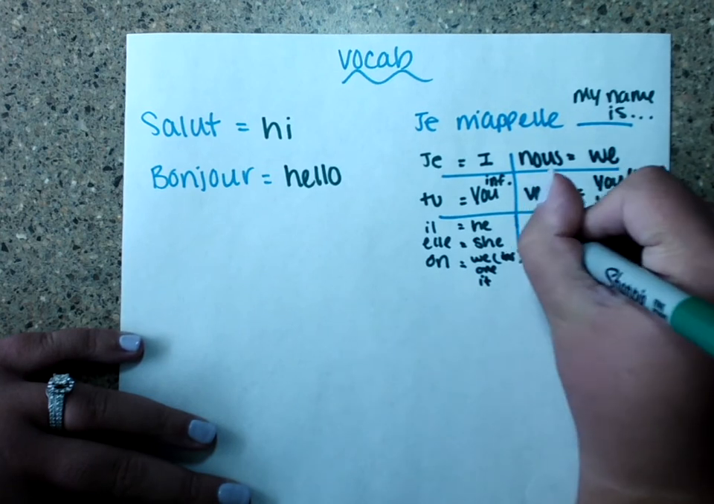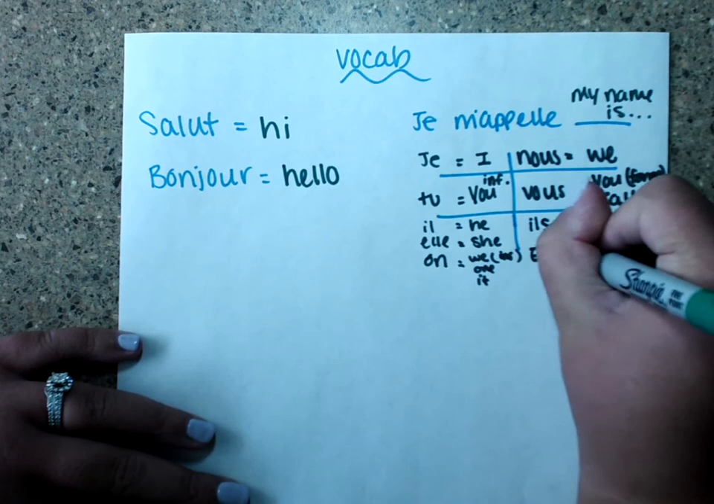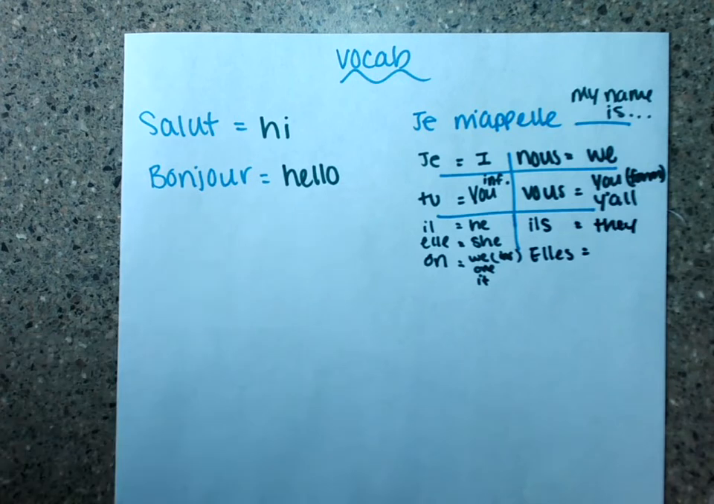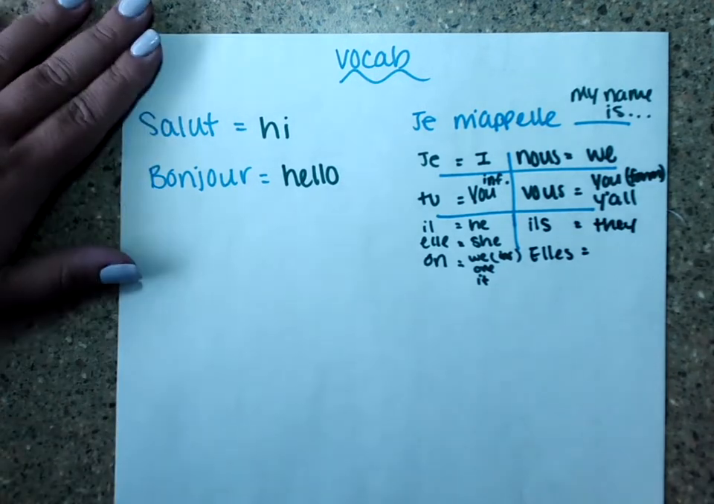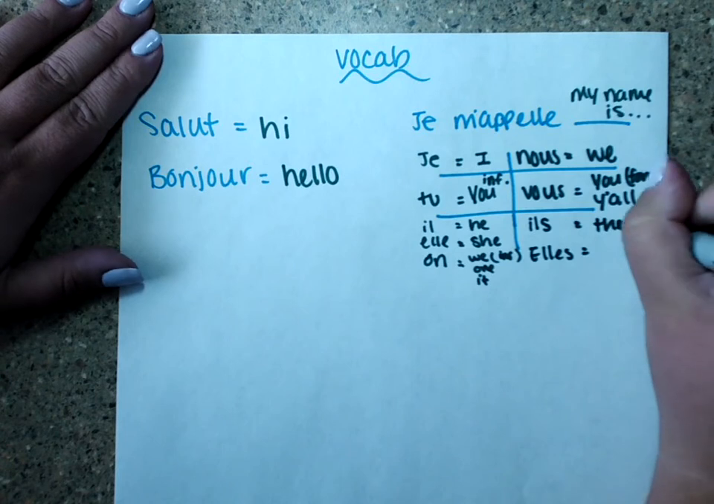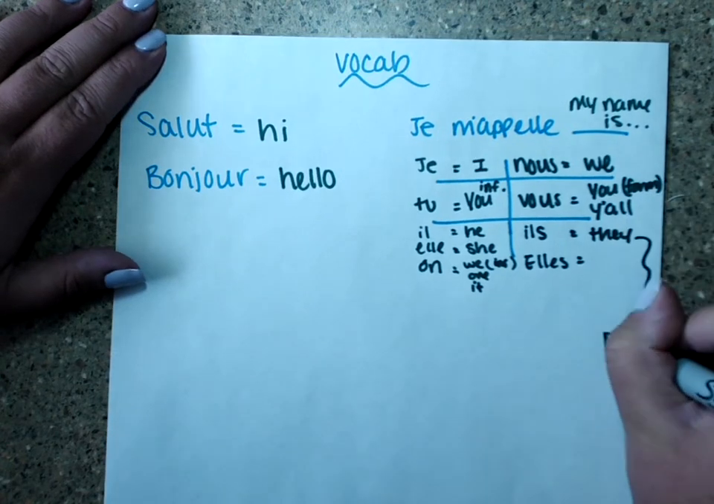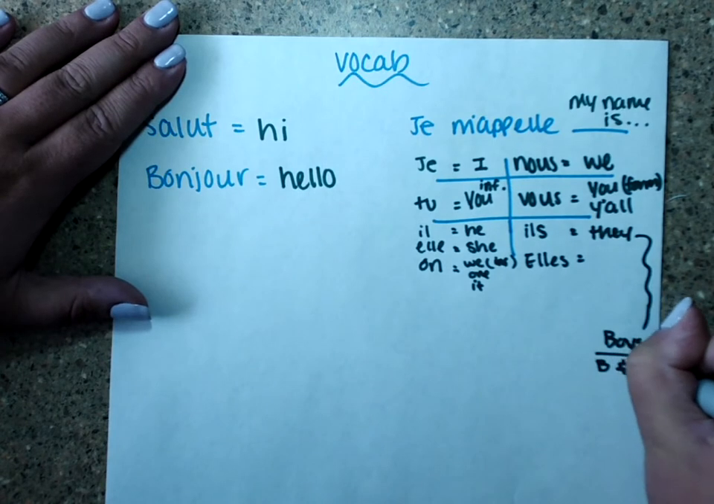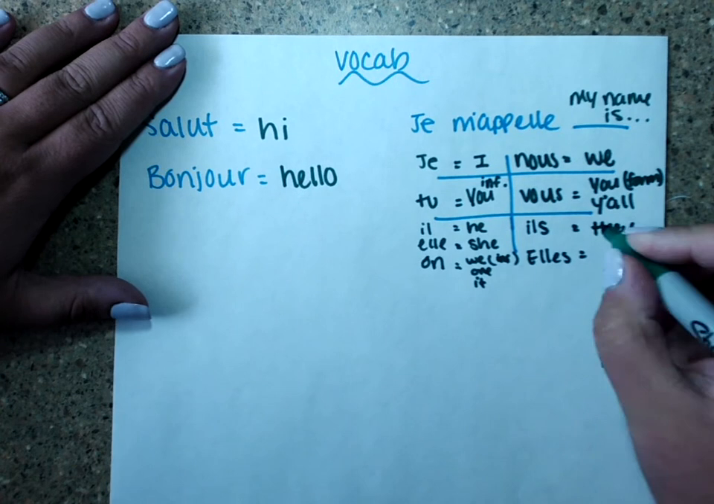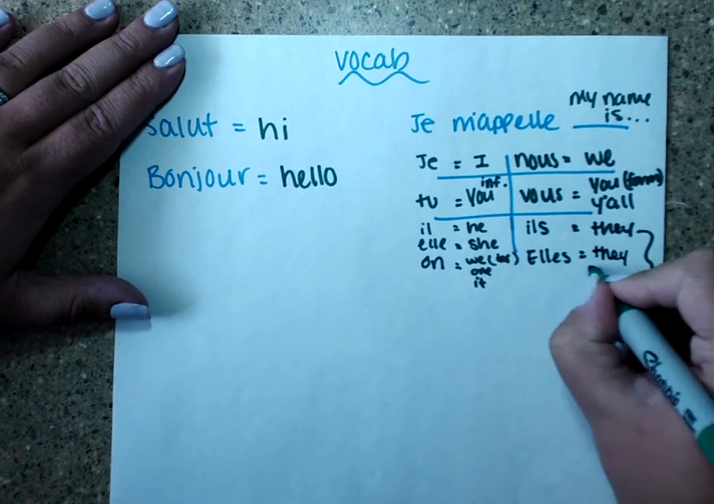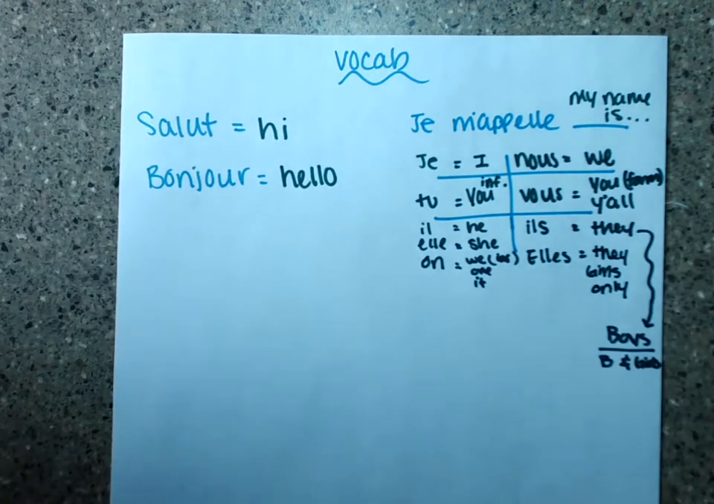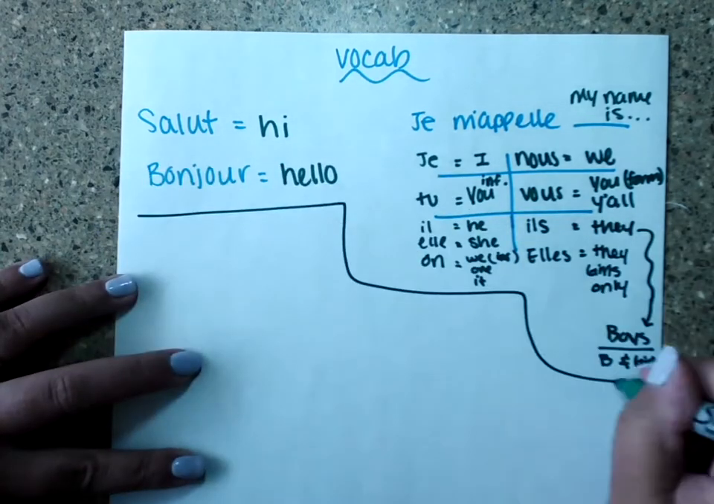Then we have ils with an S and elles with an S. So ils meant they, but specifically for what genders? Let's see if you remember. It was boys. I'm going to draw a little arrow down here. So boys, or boys and girls. And they, for elles, was girls only. Girls only. So now let's talk about some new vocab for today. That was what we went through yesterday.